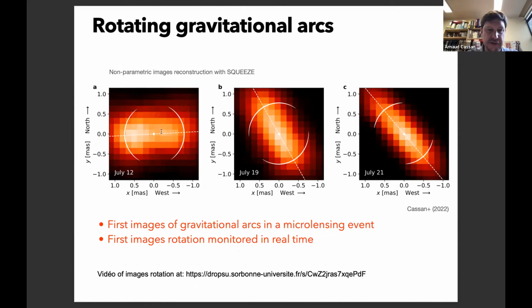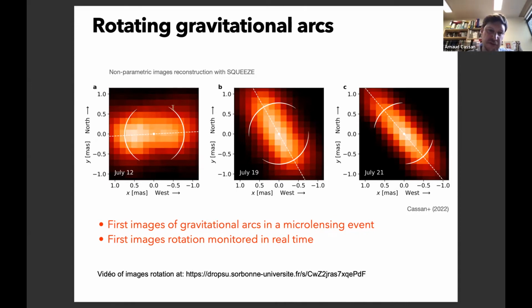The red ones are a non-parametric reconstruction. This time it is done with the SQUEEZE software, so each epoch is reconstructed independently of the others. And in white, you see the model which uses the interferometric visibilities and the closure phase, which is the prediction, and you see that it is very, very similar.